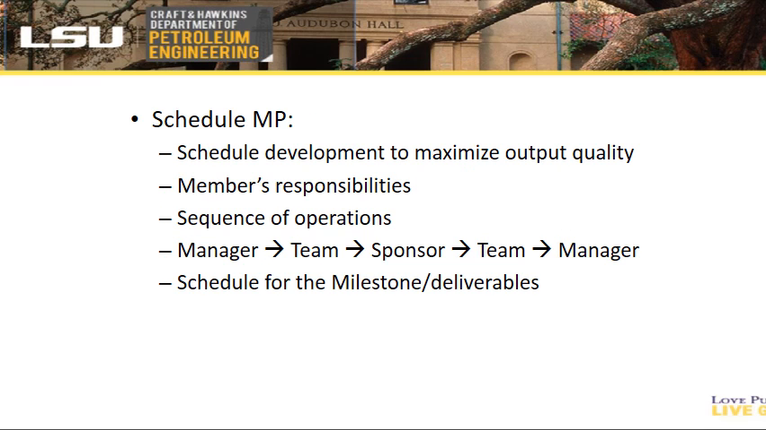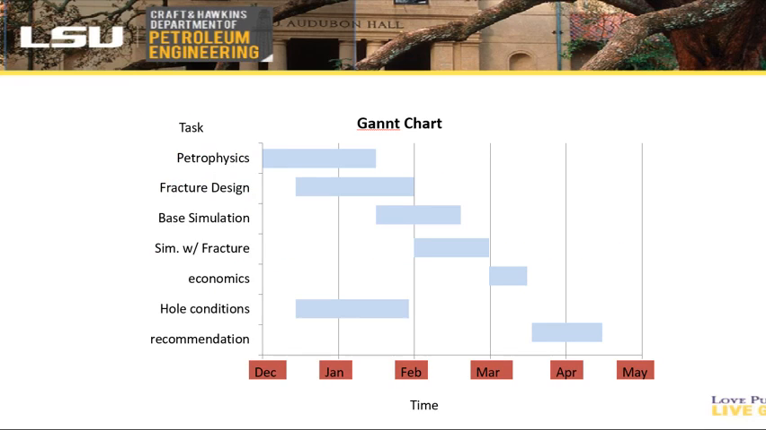The schedule management plan is developed to maximize output quality, and it also discusses members' responsibilities and the sequence of operations that we're going to follow in order to successfully complete the project. The Gantt chart discusses how we're going to optimize our time to be able to complete the project.